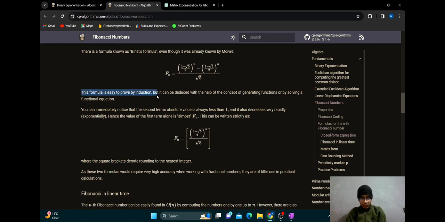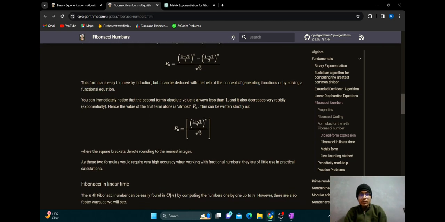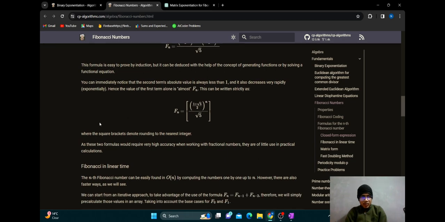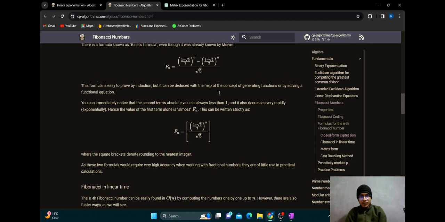This formula is easy to prove by induction, but it can be deduced with the help of the concept of generating functions or by solving a functional equation. You can immediately notice that the second term's absolute value is less than 1. It is always less than 1, and also decreases very rapidly. Hence, the value of the first term is almost Fn. So Fn equals (1 plus under root 5 by 2) upon under root 5. The square bracket denotes rounding to the nearest integer. It is the formula for Fn.